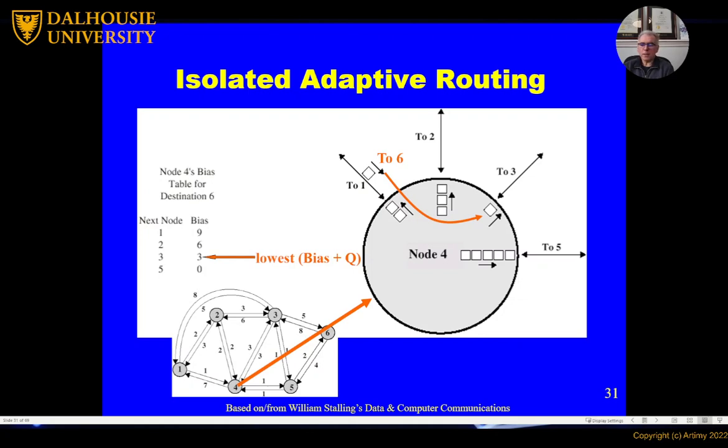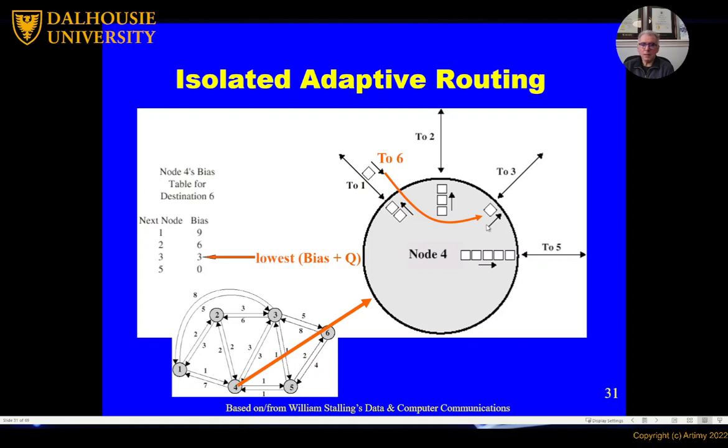So what does the bias mean? It means that when the node looks at node 5, it says 5 plus bias, which is 0, so that's 5. Here, node 3, 1 plus 3, that's 4. And 3 plus 6, that's 9. And 2 plus 9, that's 11.